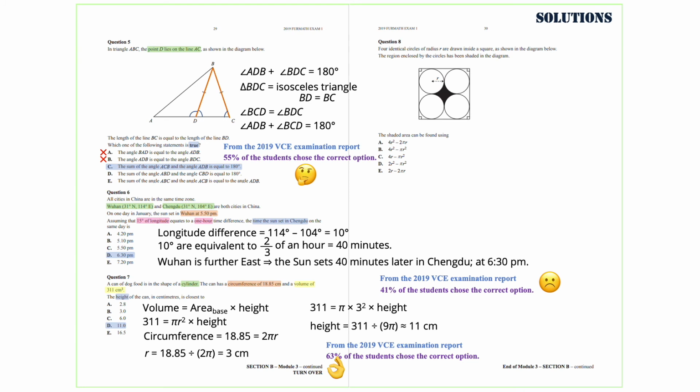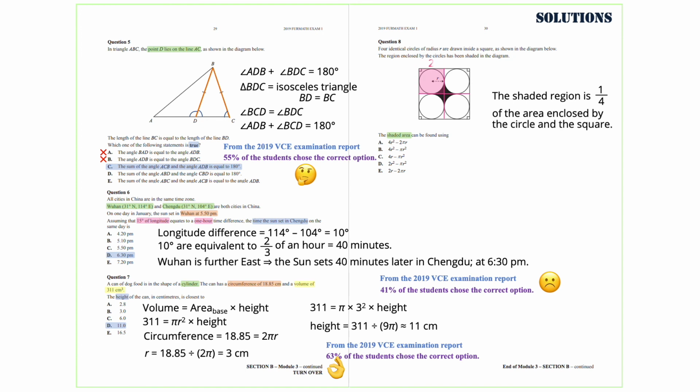Question 8. 4 identical circles of radius r are drawn inside a square, as shown in the diagram below. The region enclosed by the circles has been shaded in the diagram. The question is asking for the formula that can be used to calculate the shaded area. Now let's divide the square into 4 equal smaller squares. The shaded region in this smaller square is a quarter of the area enclosed by the circle and the square.